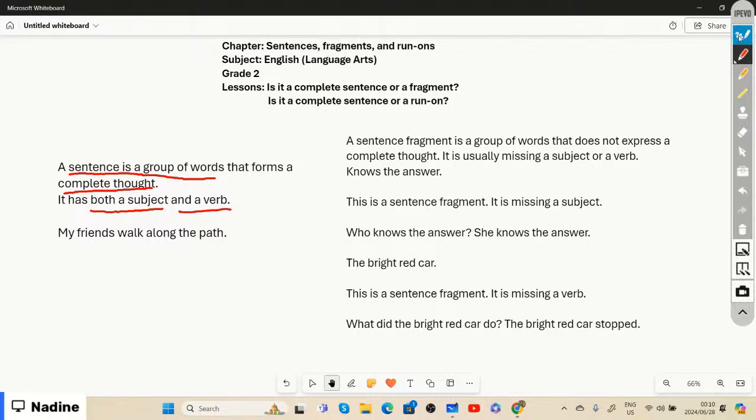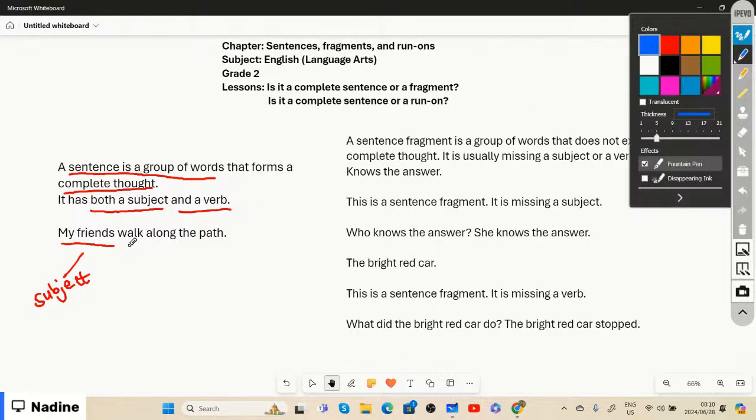All right. If we look at an example of a complete sentence that has a subject and a verb, it is: my friends walk along the path. Which means that my friends is our subject. So now we need to say what the friends are doing. They walk, and walk is our verb, along the path.